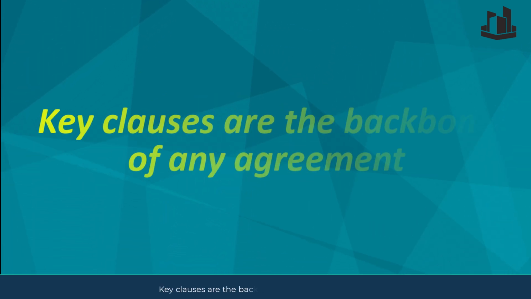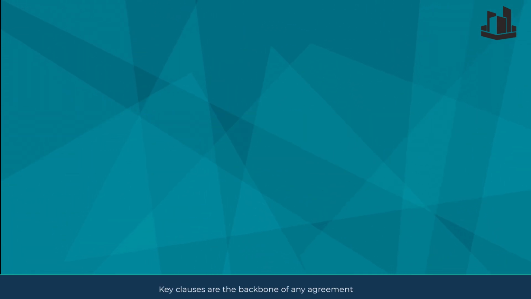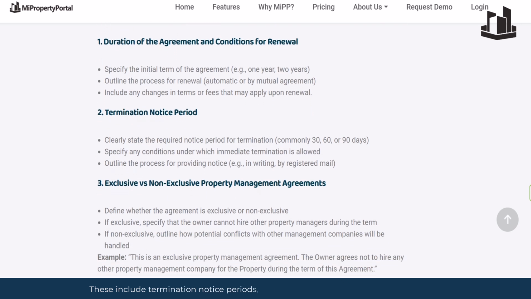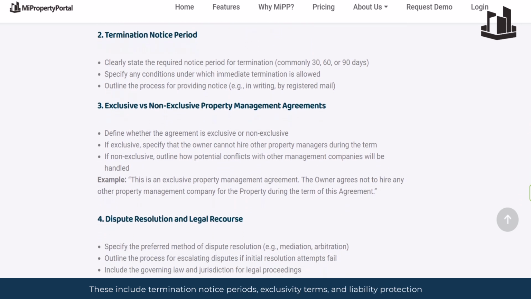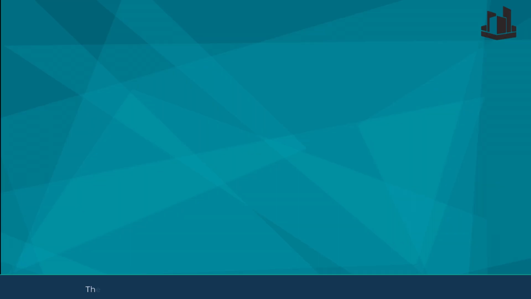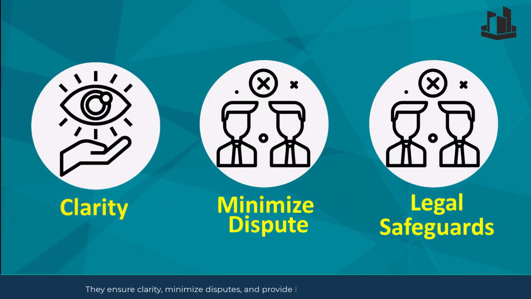Key clauses are the backbone of any agreement. These include termination notice periods, exclusivity terms, and liability protections. They ensure clarity, minimize disputes, and provide legal safeguards for both parties.